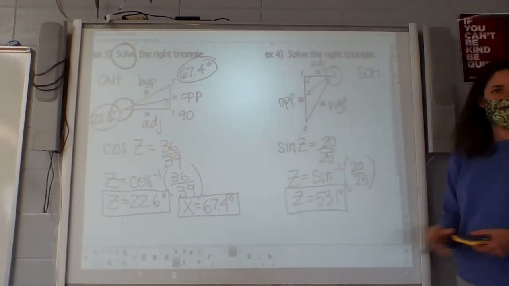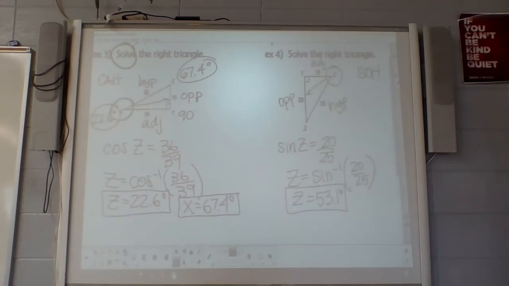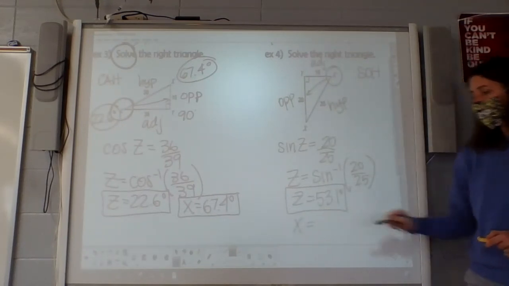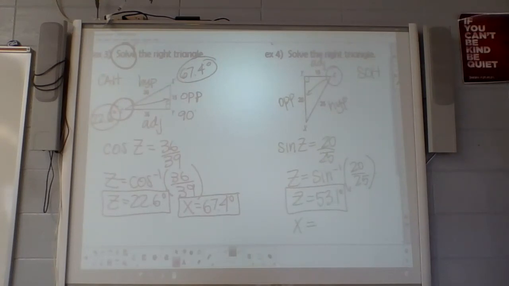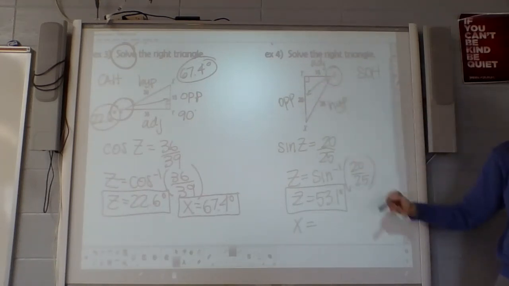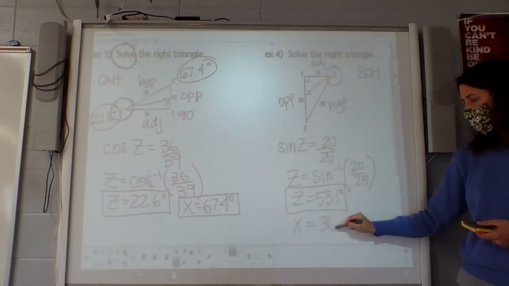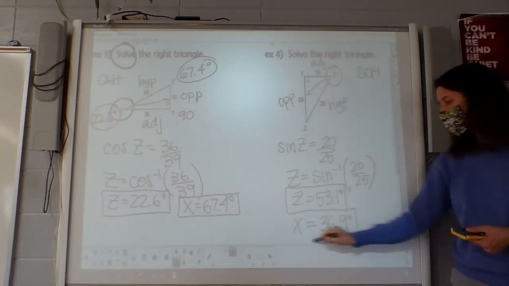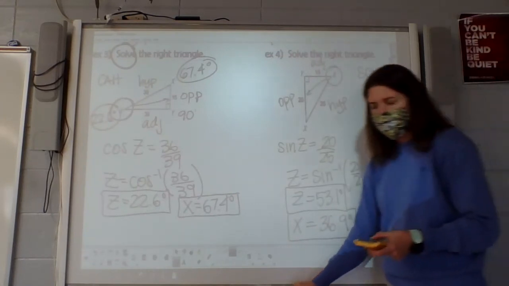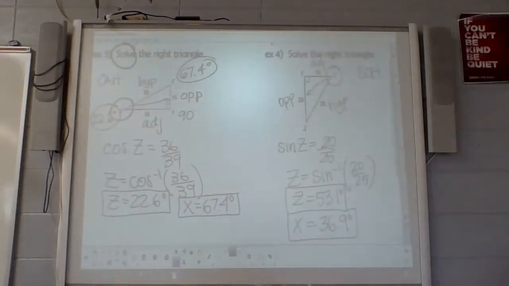You guys all get that? Any questions on that for Z? And then again, once I know what Z is, then I can easily find X. Now, if you really are dying to do another trig ratio, you can. Otherwise, you can just do subtraction. So again, I just do 90 minus 53.1 because I know the other one's already 90. So I get 36.9 for my X. Okay. So flip the page over.